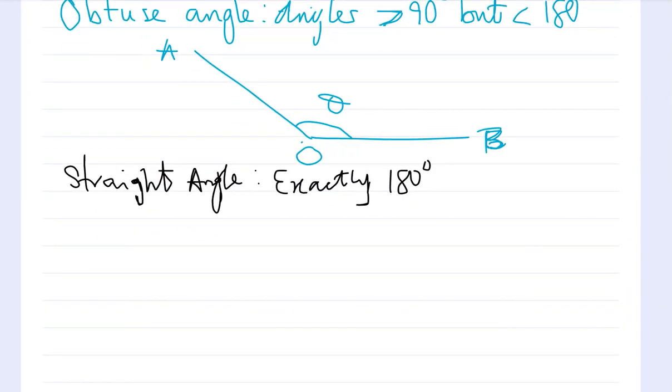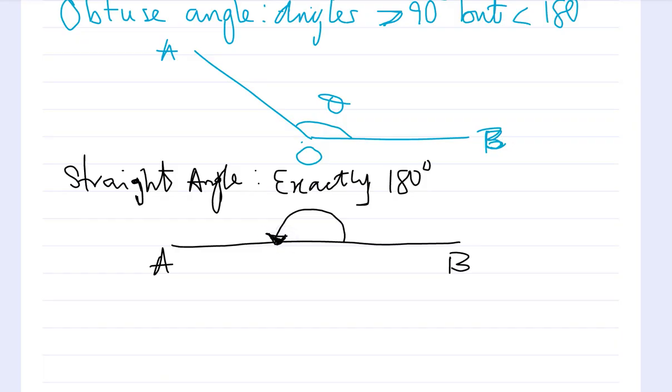So what will be the diagram? Very simple. Just have a straight line. So this is our point A. Let's call this point B. And an angle is formed like this. The direction is very important. If it is moving like this, that is when it can produce 180 degrees.